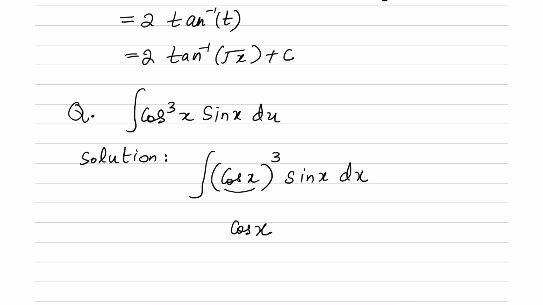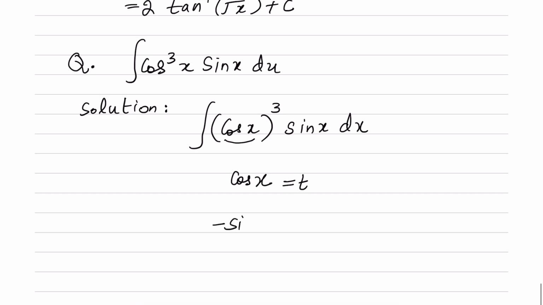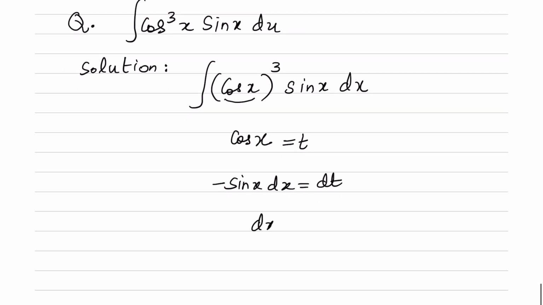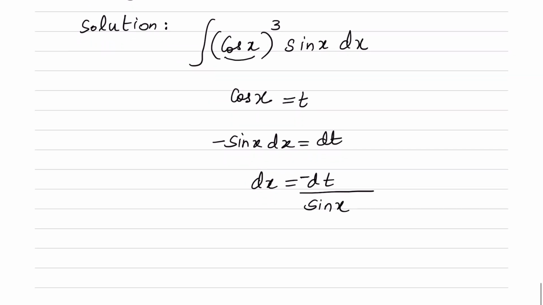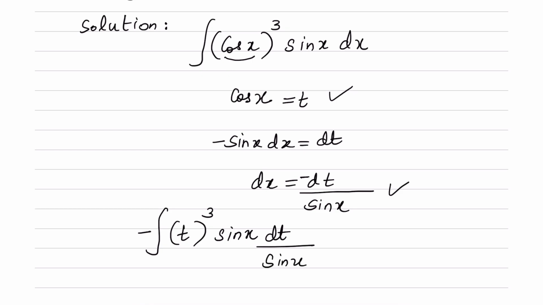So we are going to go ahead with this substitution, and we are supposing cos x equal to t. Then we find the differential. Minus sin x dx is dt. The value of dx is dt by sin x with the minus sign. Let's put cos x equal to t and the value of dx in our integral. Cos x is t cube, sin x as it is, the value of dx is dt, we are taking the minus sign out, divided by sin x.